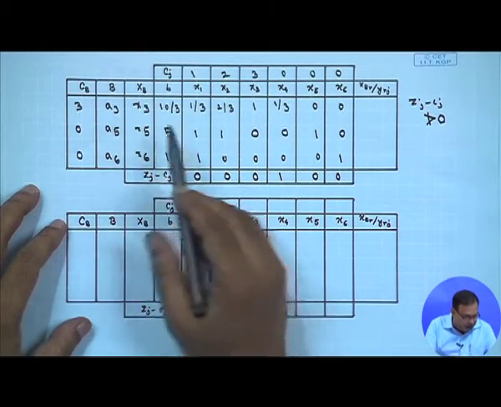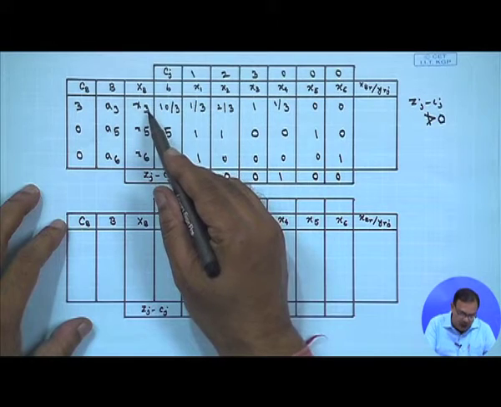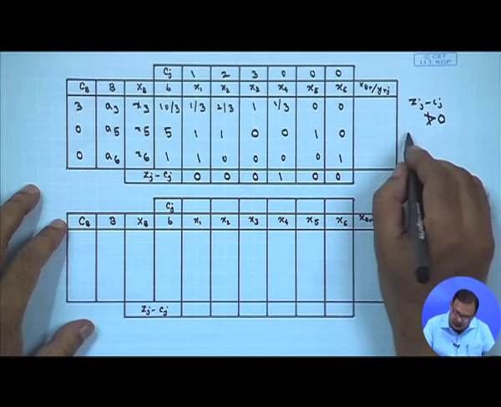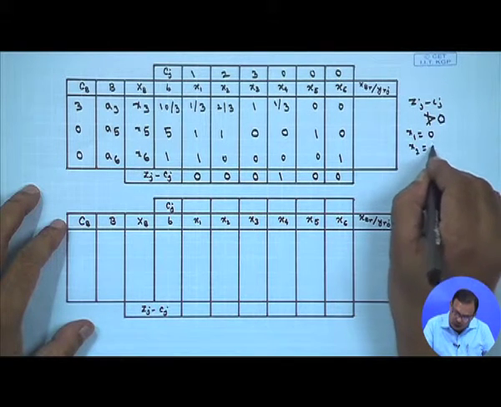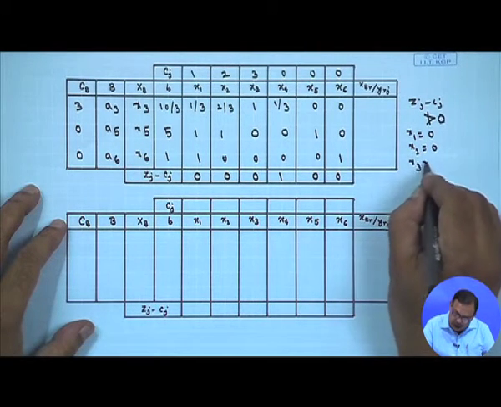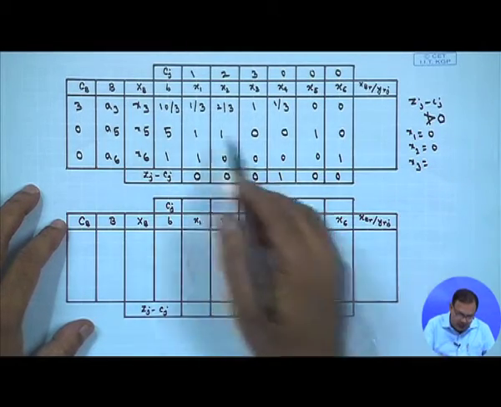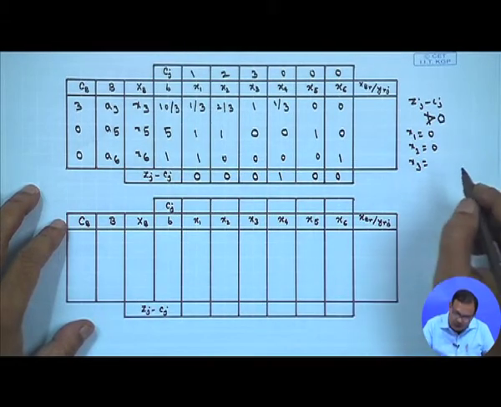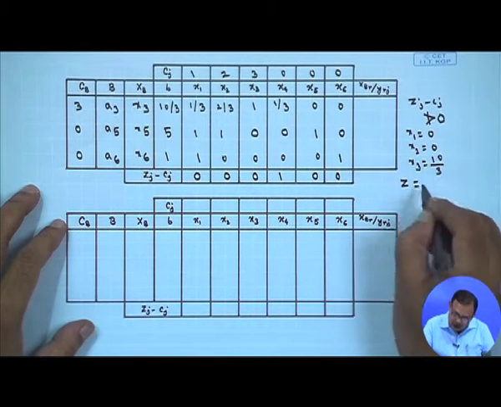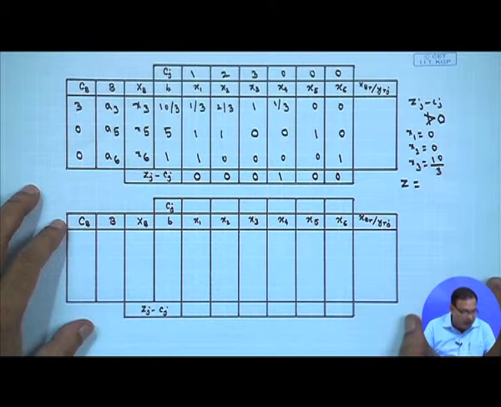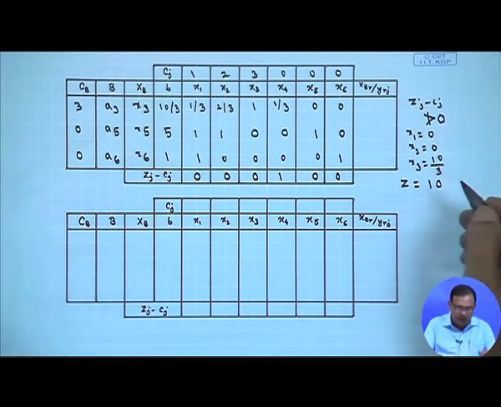So in this case, your optimal solution will be, in the basis you have only one decision variable x3. So in the basis your solution will be x1 0, x2 0 and x3 is 10 by 3. So therefore your x3 will be 10 by 3, and the maximum value of z you can obtain from here as z.